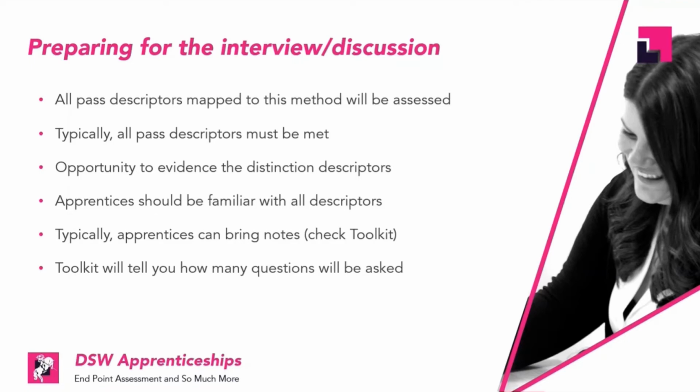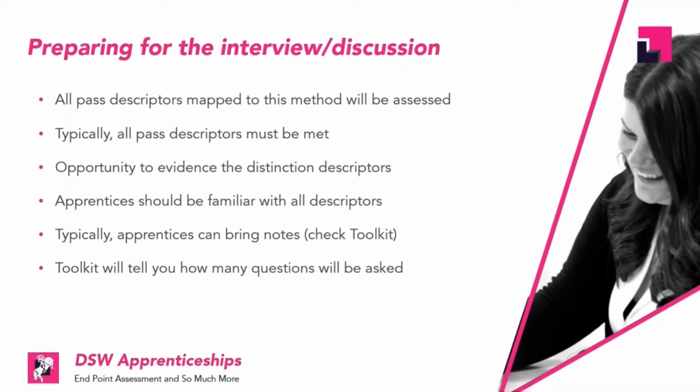So in addition to the pass descriptors, each assessment method will also have some distinction descriptors prescribed to it. And that's the apprentice's opportunity, in their portfolio of evidence, to demonstrate how they think they've met that distinction descriptor, and then in their interview or their discussion to talk about that and to convince the assessor that they're at that distinction level. So if the apprentice meets all of those pass descriptors and the distinction descriptors in their interview, they'll get a distinction for that component. And again, familiarity with those descriptors is absolutely essential for a good experience and a good performance.